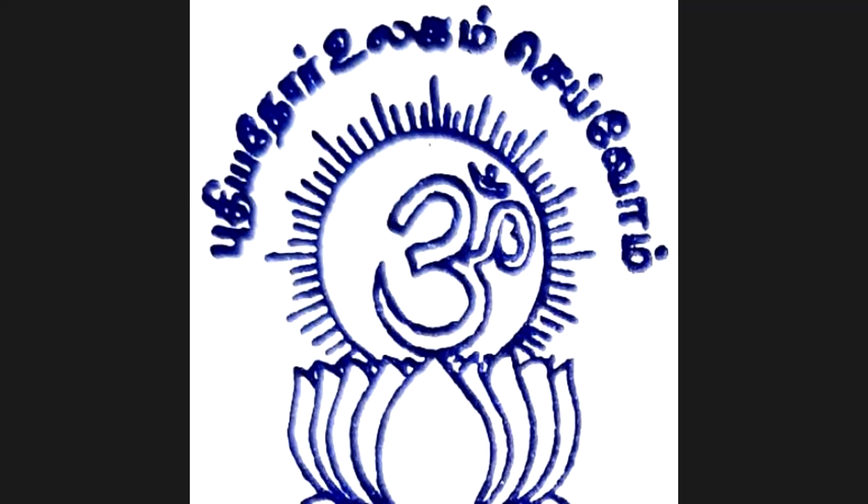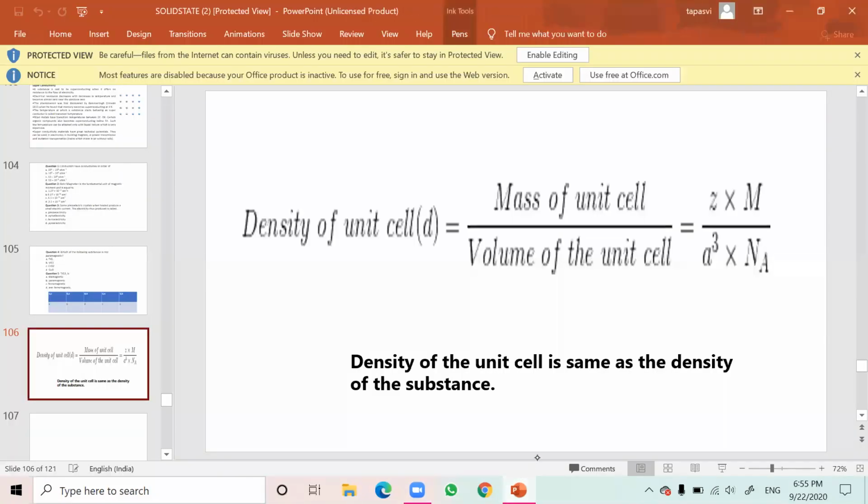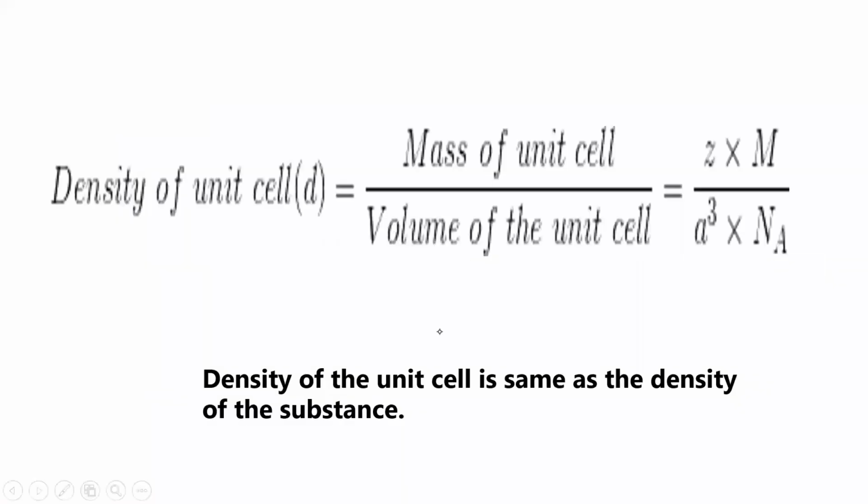Today we'll continue class 12, solid state. In the previous class, we discussed properties of solids, electrical properties of solids, magnetic properties of solids, defects in solids, and the structures of solids. All those are the theoretical part. And now we will come to the numerical part of this chapter. Very, very important topic. That's why I have kept this at the last.